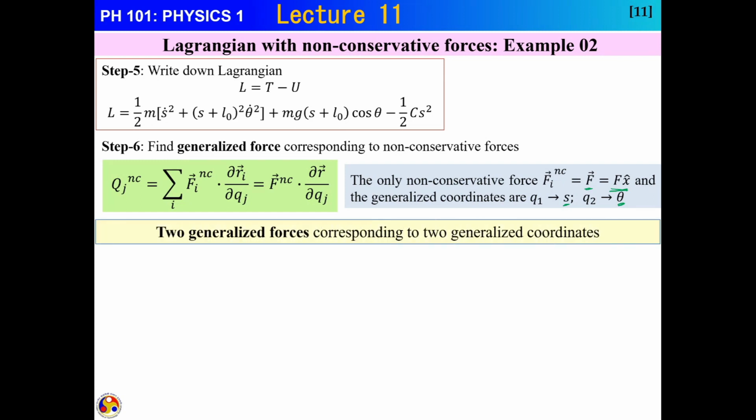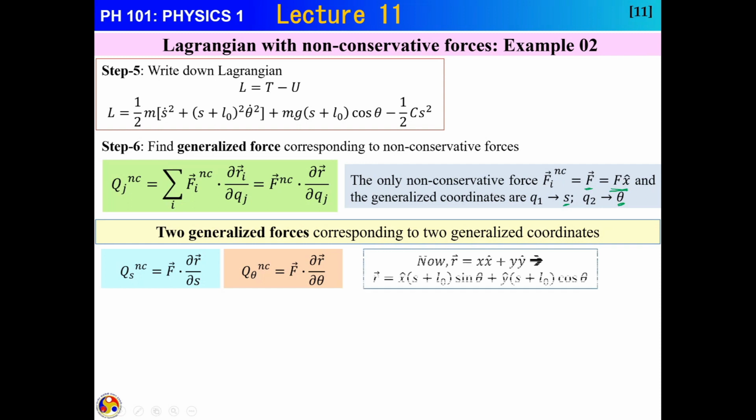the two generalized forces corresponding to the two generalized coordinates. Now we are going to split it. One is Q s, non-conservative force. The other one is Q theta, non-conservative force. And we know what F is: F is along the x direction. So we need to know what R is. R is a position vector which can be written as x cap plus y cap. You know x from earlier, and y. So you put it in so that you get R.